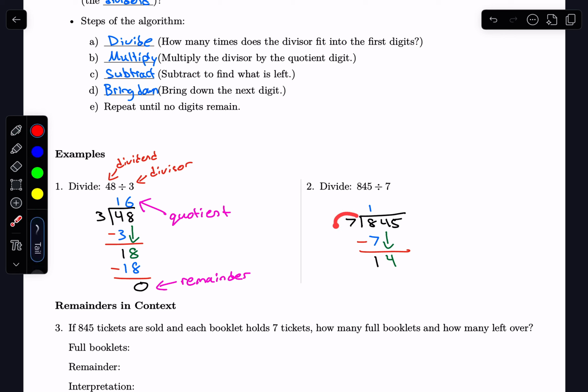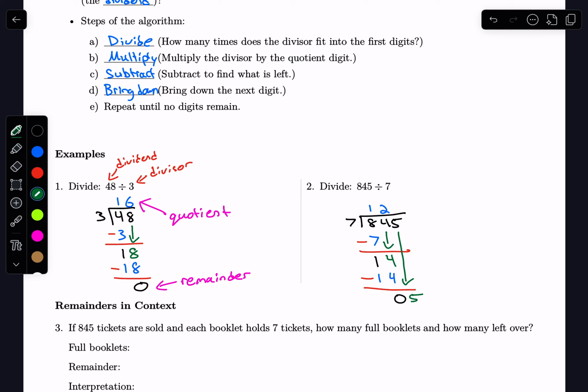I ask myself, how many times does 7 divide 14? 7 goes into 14 2 times. So I'm going to write a 2 on top. And then I'm going to multiply. 2 times 7 is 14. So I'm going to write 14 down below, and I'm going to subtract. When I do the subtraction, I get 0. And then I'm going to drop down the next digit, which is a 5.